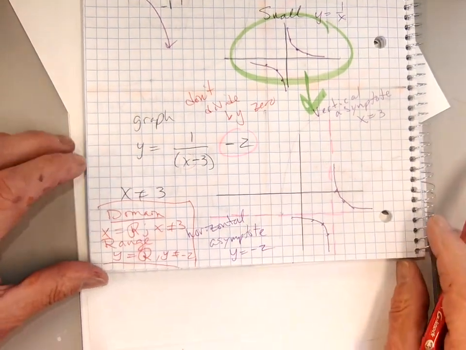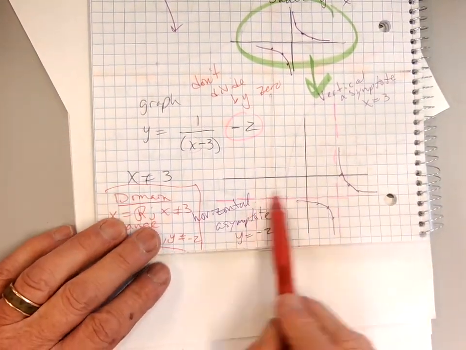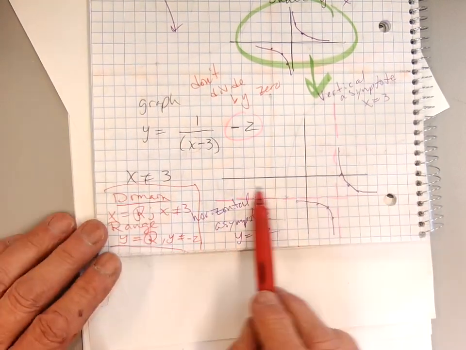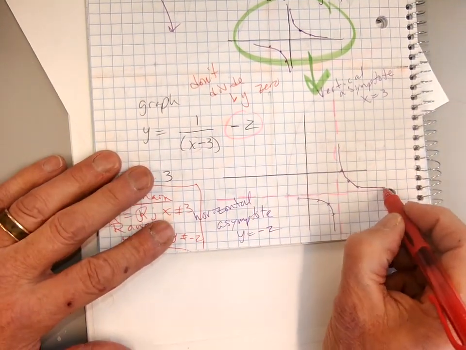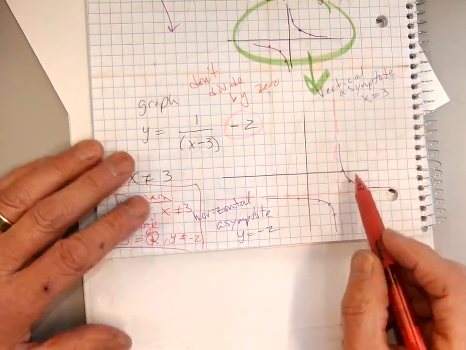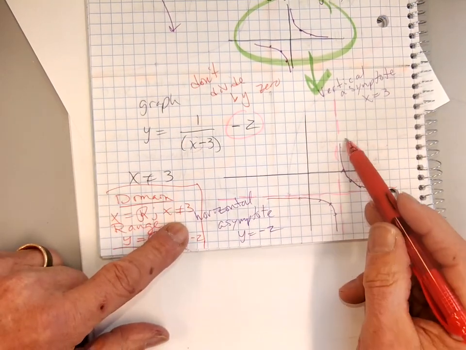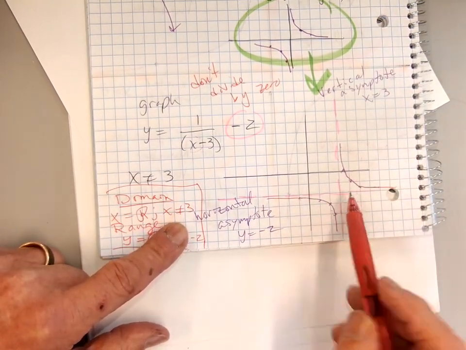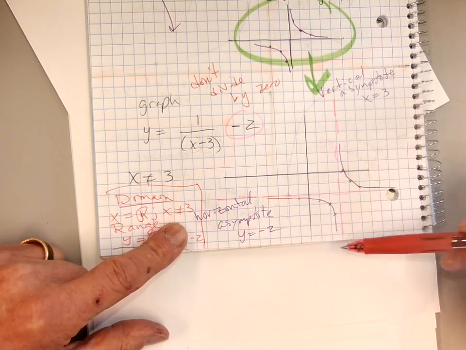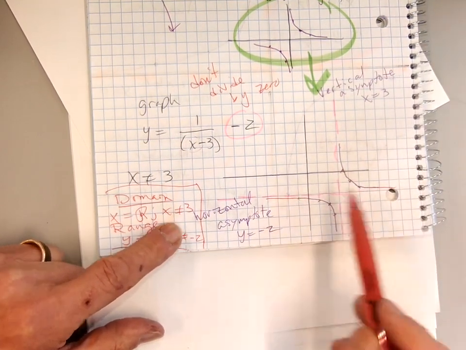So then we looked at the domain and range. The domain of the x is how wide, it's everything. It can be all real numbers, it goes forever, except it cannot equal 3. And then for the y's, it equals all real numbers, but it cannot equal negative 2, okay?